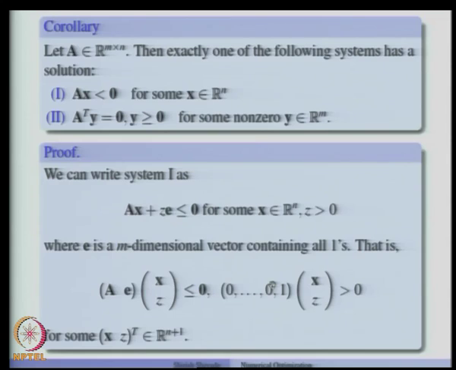Suppose we call this matrix A tilde and this x z as x tilde. So, we have A tilde x tilde less than or equal to 0, and let us call this row vector C transpose, with C transpose x tilde greater than 0. Now you will see that this is in the same form as the system 1 given in Farkas lemma, with the definition of x now being x appended by z, and the definition of A being A appended by the vector E.